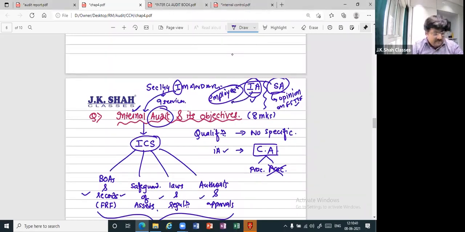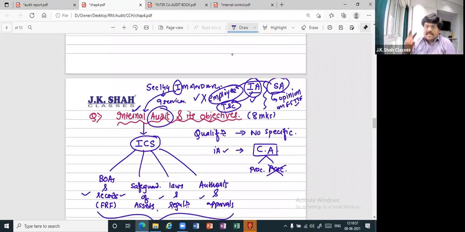Now think. Internal auditor. Can he be the employee of the company? Yes. Important: he may or he may not. It depends upon whatever terms and conditions he enters into with the management. Management will appoint the internal auditor.